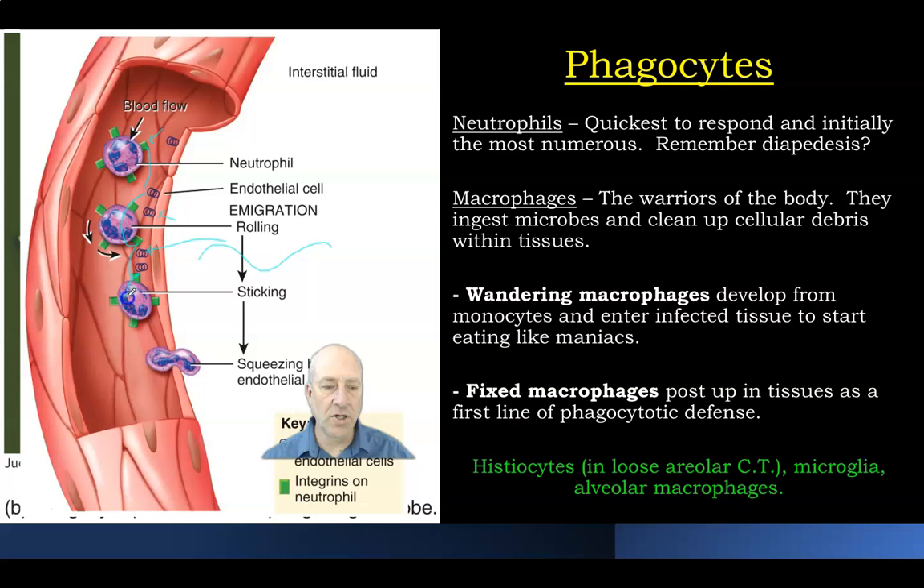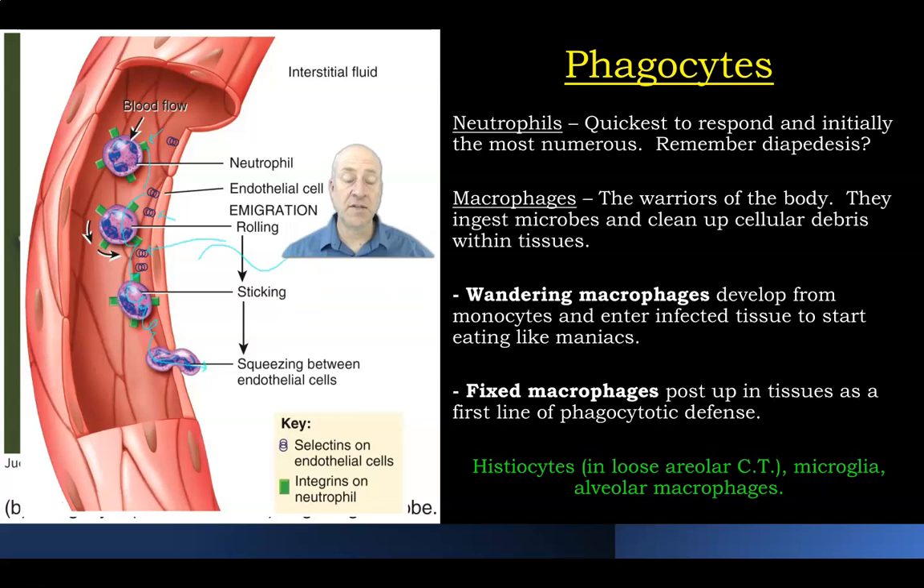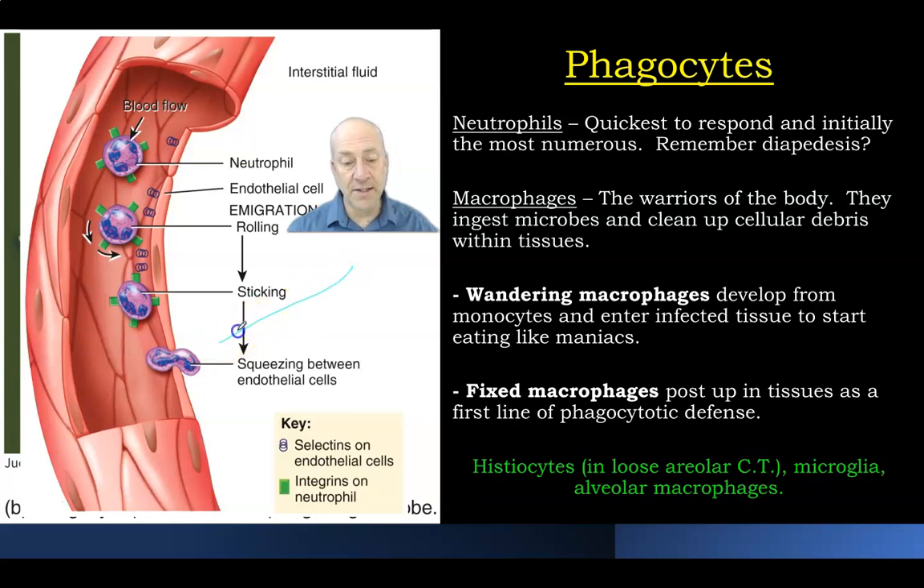And it marginalizes the neutrophil. It puts it on the edge of the capillary. And it slows it down so that it can eventually squeeze through the intercellular clefts of the endothelial cells. And that's going to allow for diapedesis. That's going to allow the neutrophil to get into the tissue and start attacking inside the tissue.